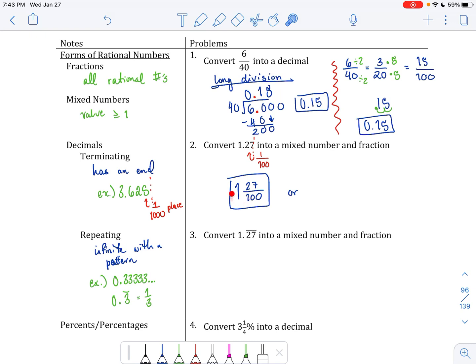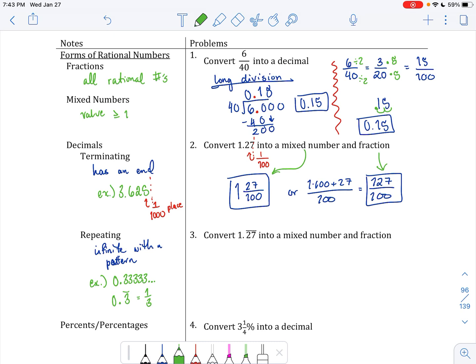As a fraction, we multiply 1 times 100 and add 27. So 1 times 100 is 100 plus 27, all still over 100, which is equal to 127 over 100. So neither of these can be simplified. You can leave them just like that. So I'll illustrate again: mixed number, fraction. If I'm asking for one type of number, I do want that specific type because we want to be able to change back and forth.